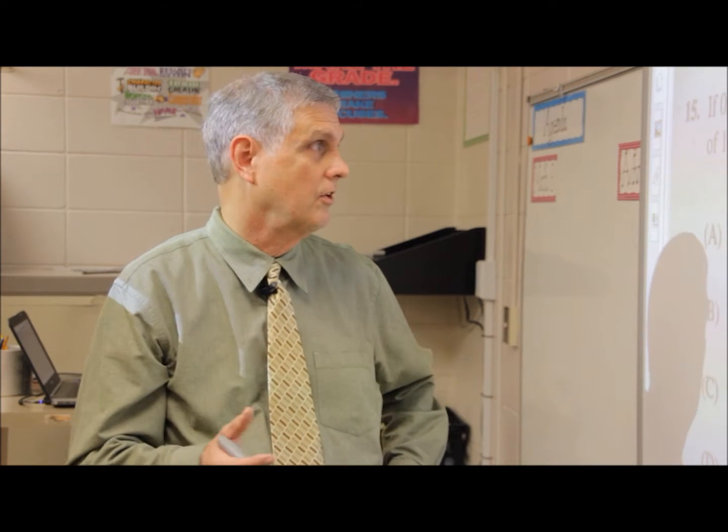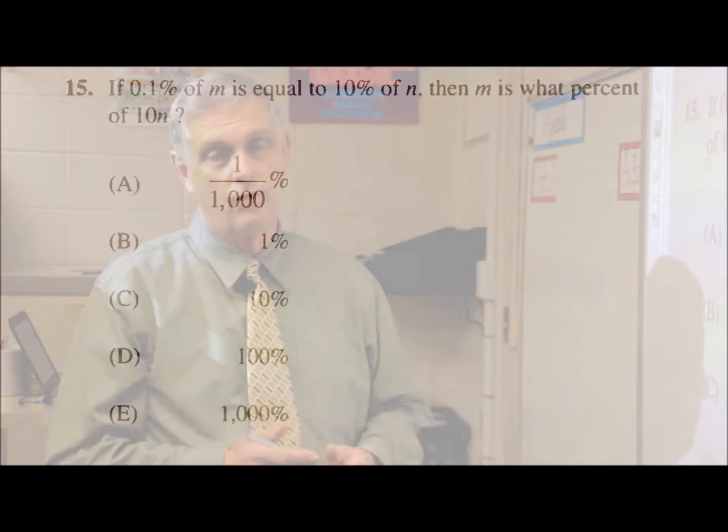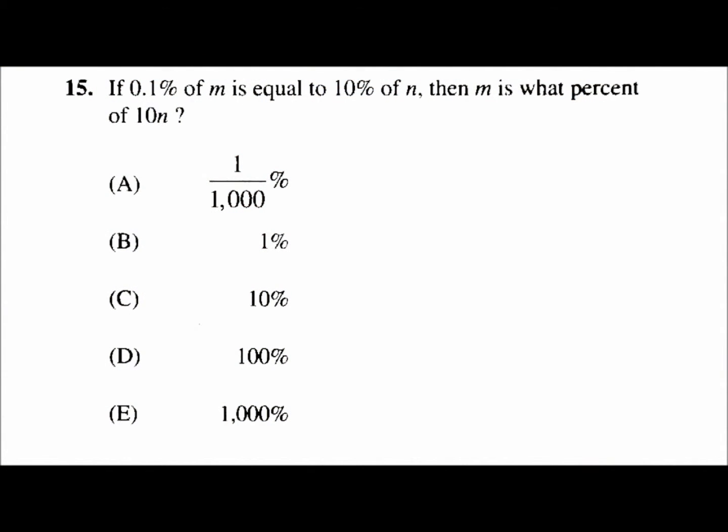Okay, let's take a look now at another percentage problem, and it's also a decimal problem. The only way they can make these things difficult is to kind of twist your mind a little bit, and this is no exception. They're giving you a decimal form of percentage instead of a whole percentage. That's a little bit of a twist. And they've got a bunch of variables thrown in here. So let's decipher what they've got. Let's read it first. If 0.1% of M is equal to 10% of N, then M is what percent of 10N?